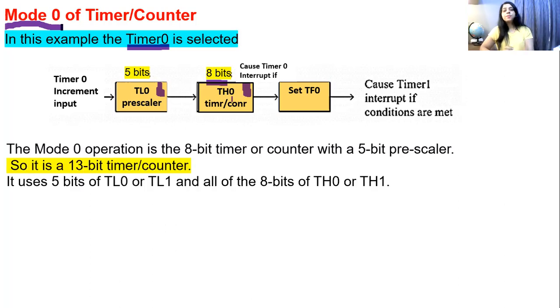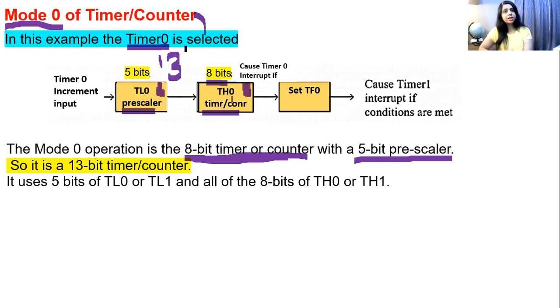So what happens in mode 0 operation? What is the name of mode 0 operation? It is an 8-bit timer or counter with a 5-bit prescaler. So this 5-bit is the prescaler, and it is an 8-bit timer counter operation. This is the name of mode 0. So 8 plus 5, in total it is a 13-bit timer counter. So mode 0 is a 13-bit timer counter in which 5 bits are prescaler and 8 bits are timer counter.